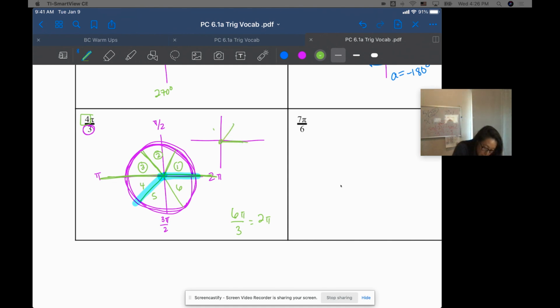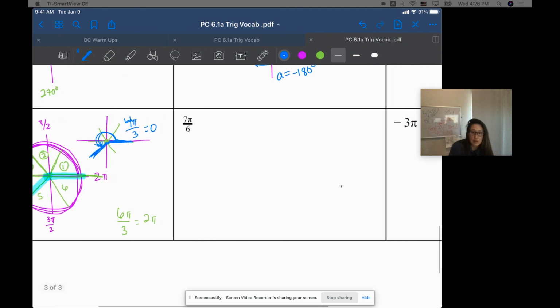So cleaning this up a little, my angle would look like this. I have 1, 2, 3, 4, 5. Okay, so I'm going to open up to the fourth wedge. So my angle here would be 4 pi over 3, which is equal to theta. And it's the blue arms.